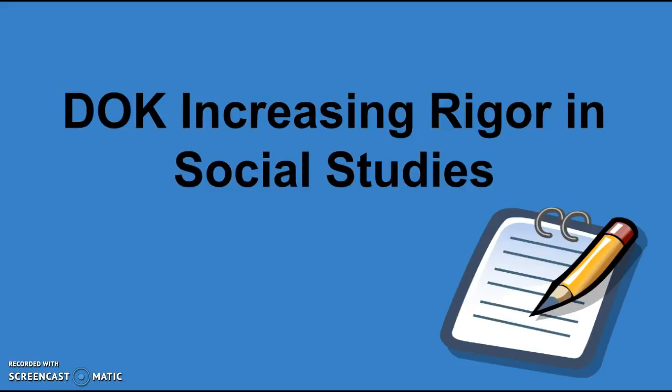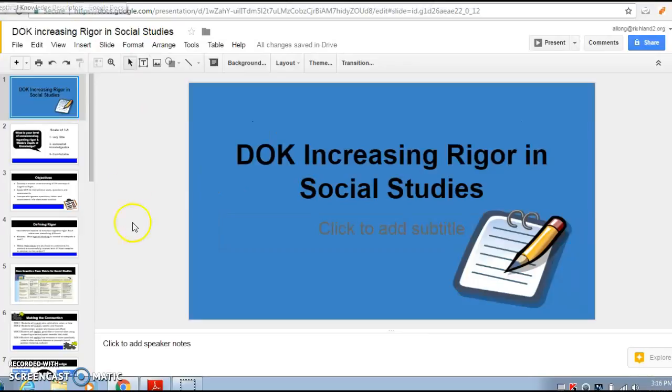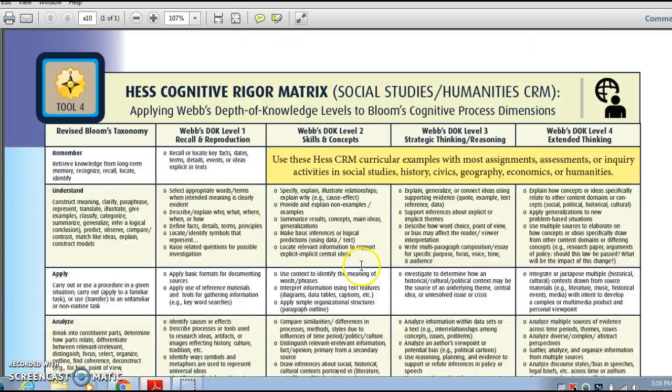But just to give you a closer look at the cognitive rigor matrix, this one is specific to social studies. And remember that when we're looking at this cognitive rigor matrix, we're incorporating Bloom's with rigor, and we'll go into that a little bit later. But if you don't have this form, please email me so I can send it to you, because this is specific to social studies.